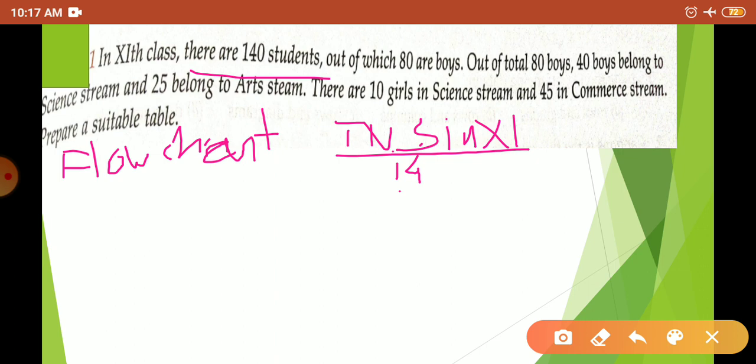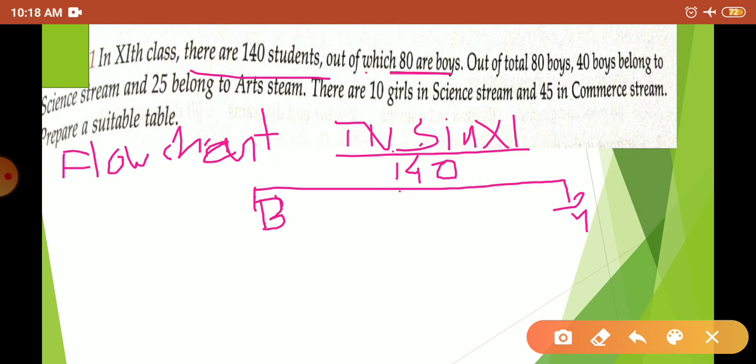140. Okay. Now again it is given that out of which 80 are boys. That is, these total number of students are further divided into boys and girls. So we will write here boys and here girls. Okay, how many boys are there? 80. So we will write here 80.